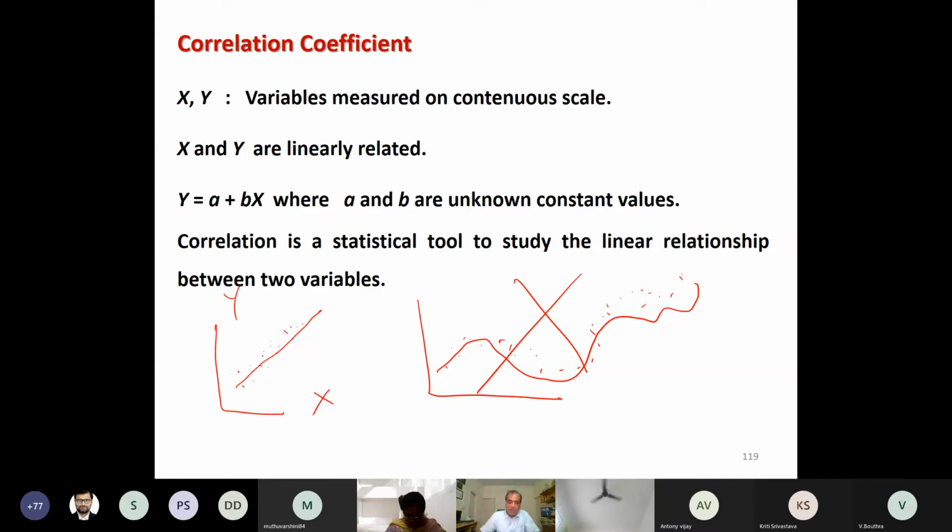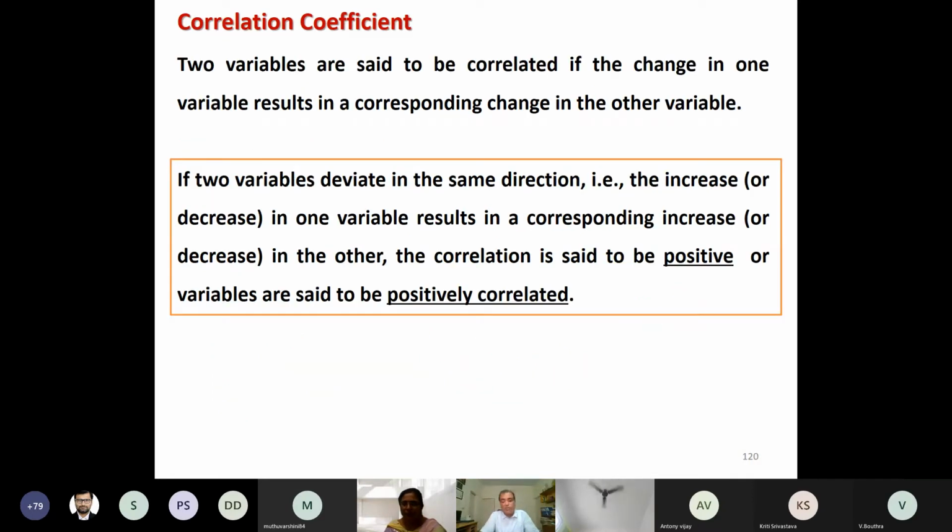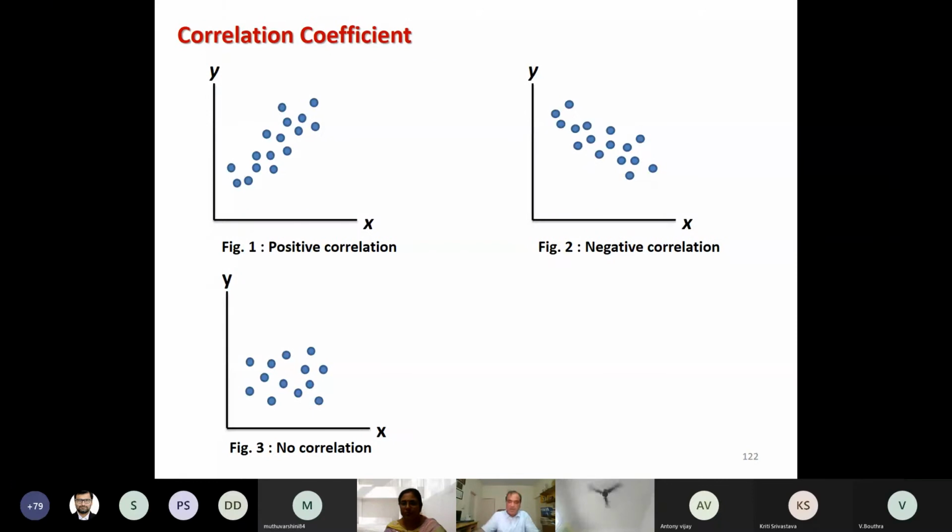So now suppose we have two variables x and y, and both are linearly related. I can express their relationship by an equation like y equal to mx plus c, or y equal to a plus bx, where a and b are constants, namely the intercept term and the slope parameter. Now I can show you this with a picture, and then I will come to the definition.